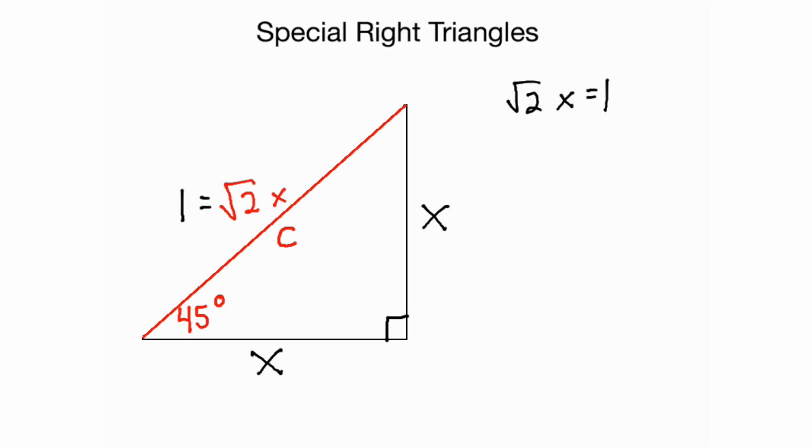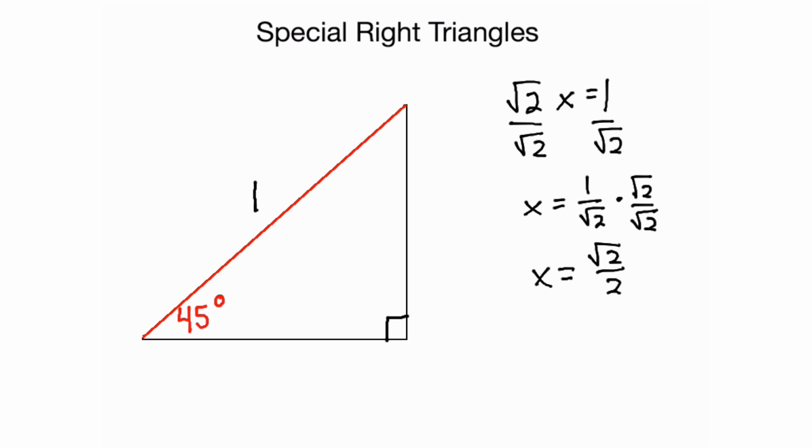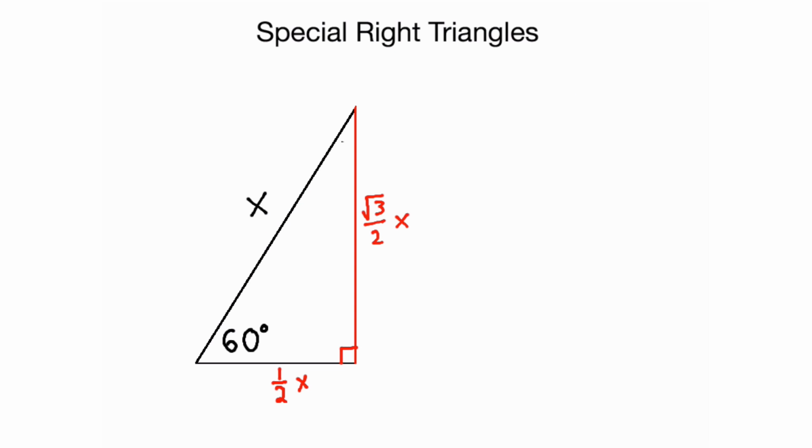Set root 2 times x equal to 1, and rationalizing the denominator, we find that the length of the leg is root 2 over 2. So the hypotenuse is 1, and each leg is root 2 over 2. We're going to want to do the same thing with our 30, 60, 90. Set the hypotenuse equal to 1, putting 1 in for the x and multiplying by each side.